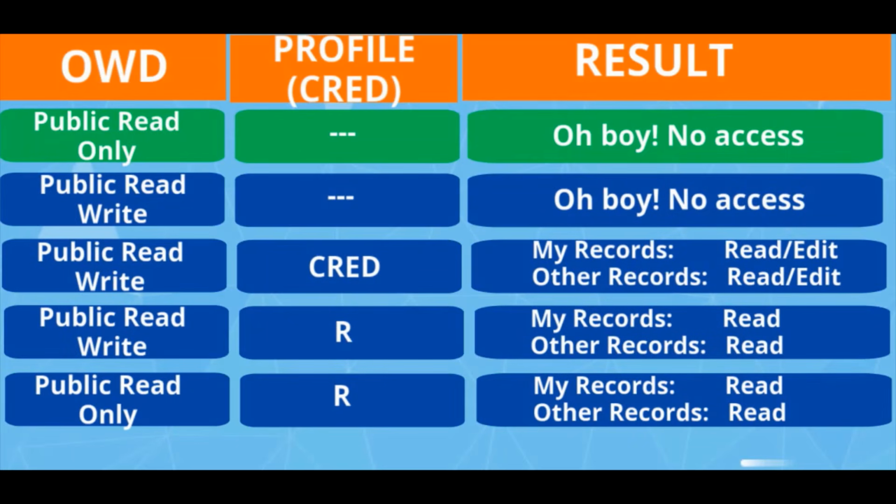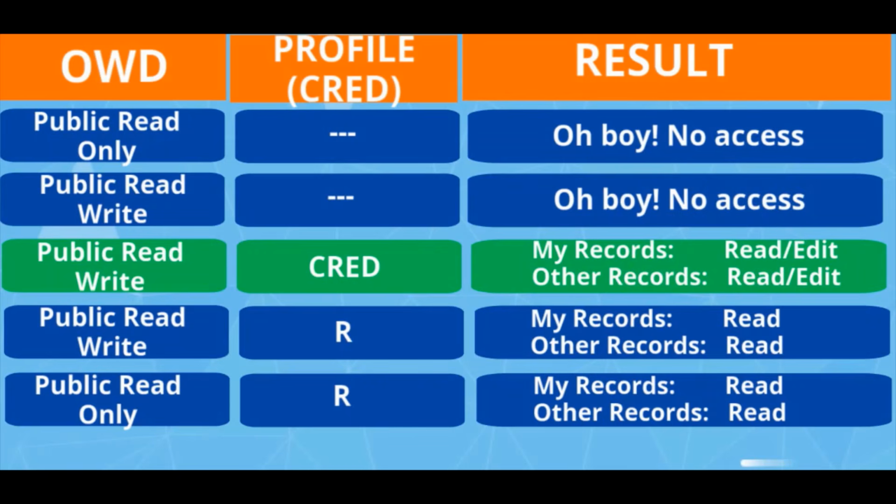Okay, coming to the next scenario, whenever we give OWD equal to public read only and profile equal to empty, obviously the result is no access. The same is applicable for the next scenario where OWD is set to public read write, which means he will not have access on any record, whether it's his own or any other record. And the next scenario says OWD is set to public read write and profile is set to CRED, where it is giving access to every record in OWD, which means it is trying to share all the records which are owned by others to us.